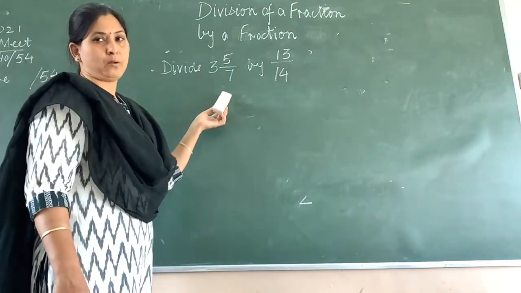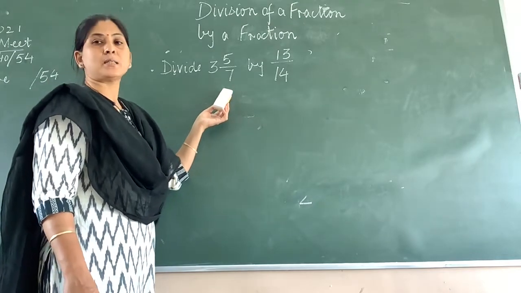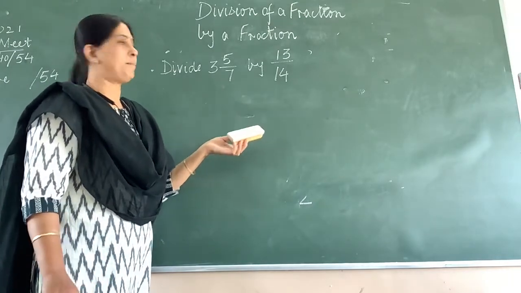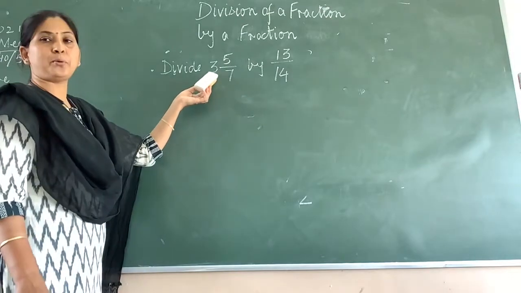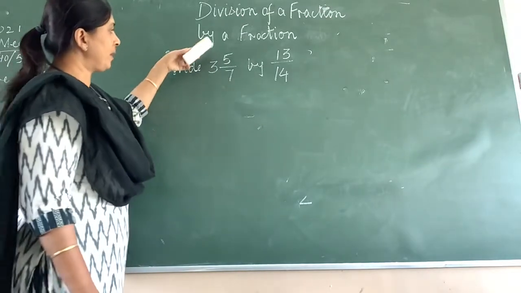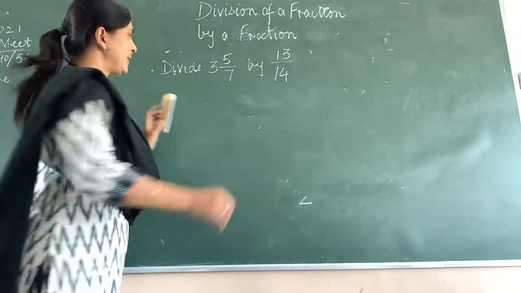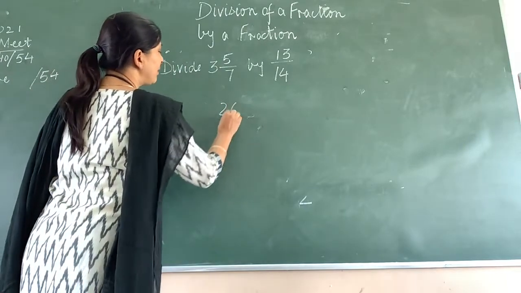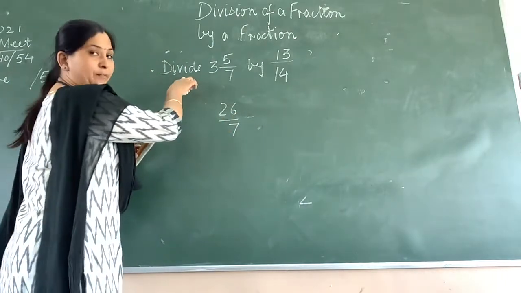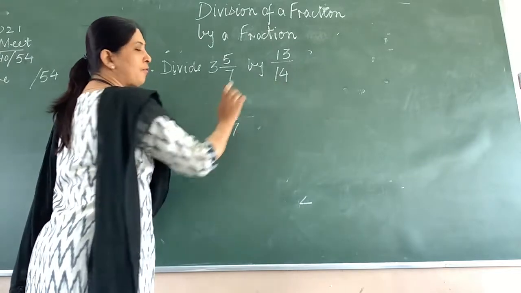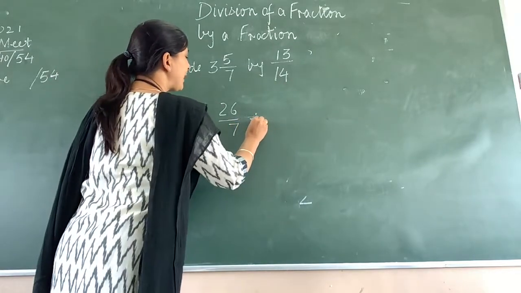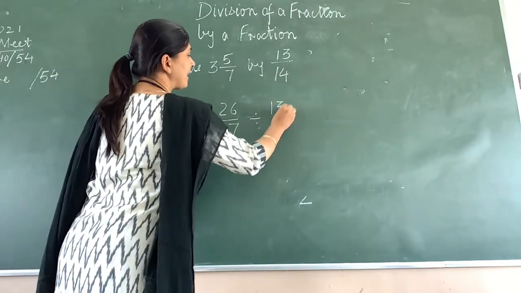So in step 1, what will we do? We will change this mixed fraction into an improper fraction. Now 7 times 3 is 21. 21 plus 5, 26. 26 over 7. We have to divide by 13 over 14. So let us put the division sign and write the second fraction.